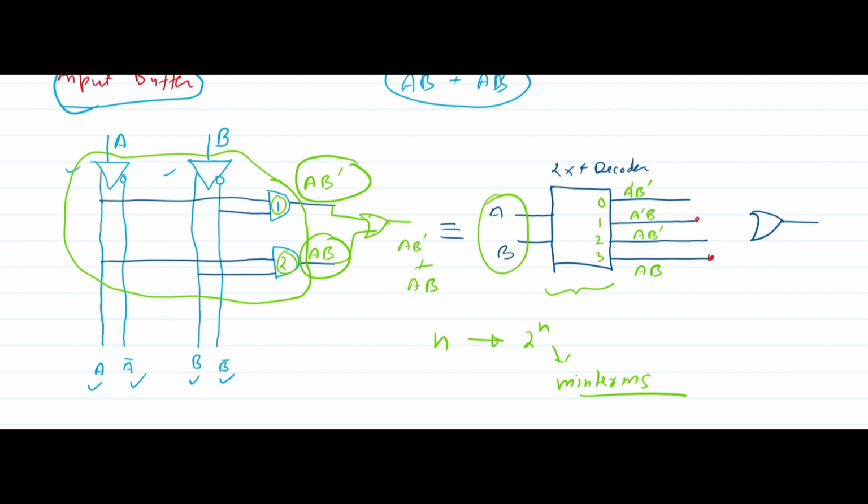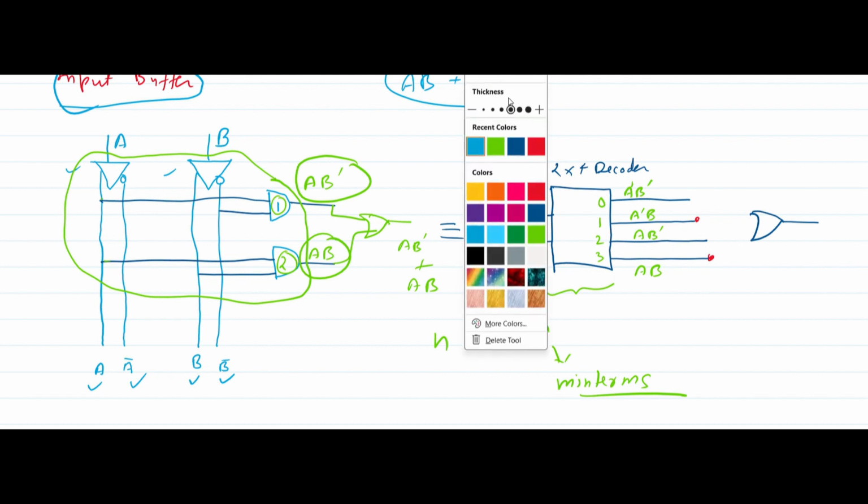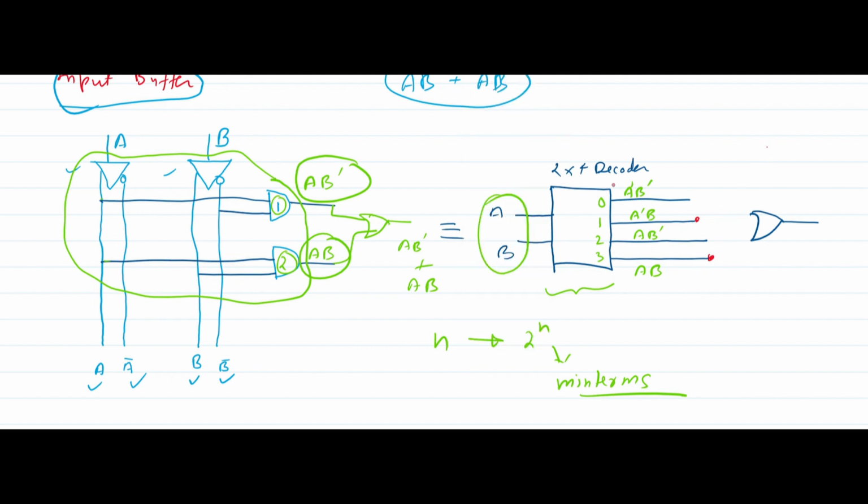Now I want my output to be AB dash plus AB. So this whole line is AB dash, so from here I will take one signal, plus AB, so from here I will take the other. So now my output is AB dash plus AB.